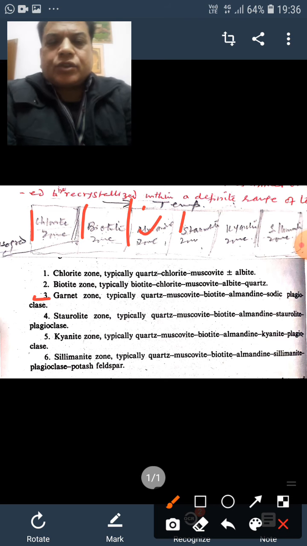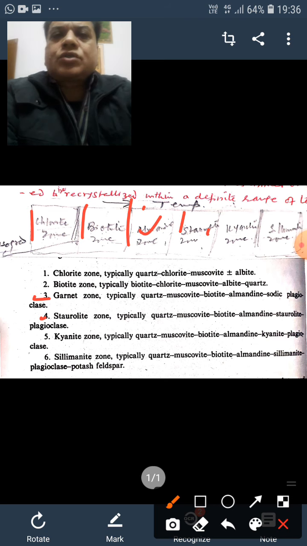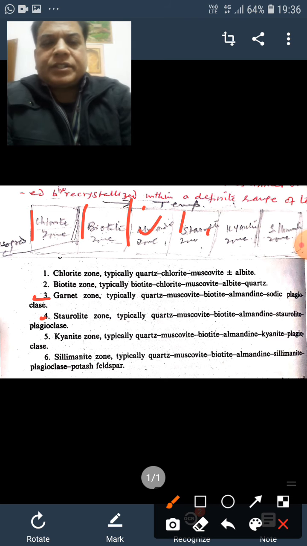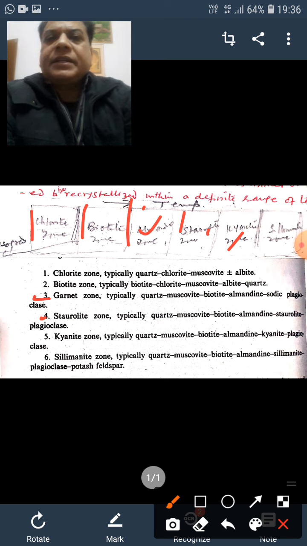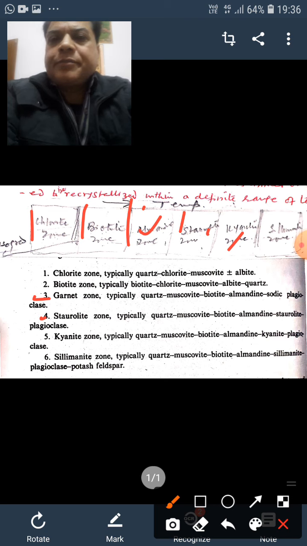The next is your staurolite zone. This is the mineral assemblage: quartz, muscovite, biotite, almandine, staurolite, plagioclase. Then further with increasing temperature there is a kyanite zone. This kyanite zone is typically quartz, muscovite, biotite, almandine, kyanite, plagioclase.